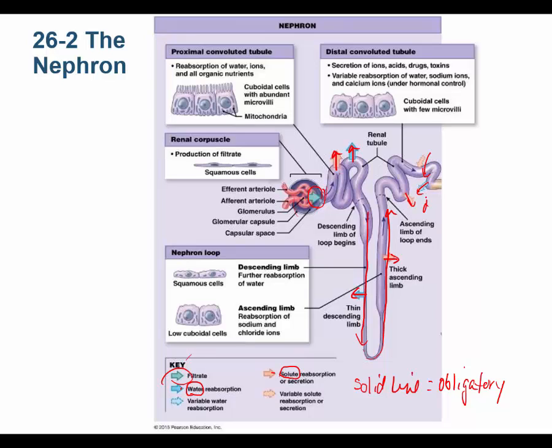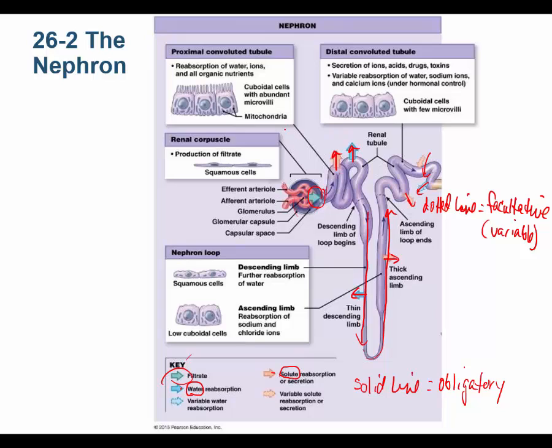But if it's a dotted line, it's facultative. That means variable. Facultative, variable. And that is under hormonal control. I mean, in fact, it is variable. It's variable because it's under hormonal control. If the hormone is there, it does reabsorb or secrete. If the hormone's not there, it does not.